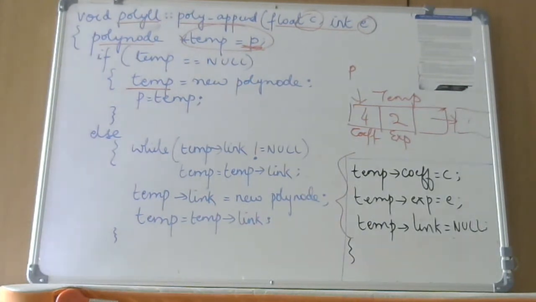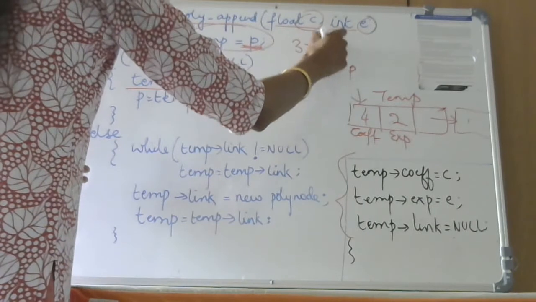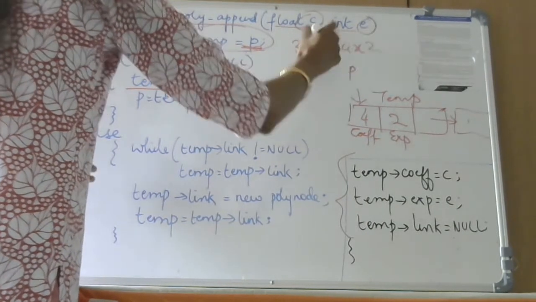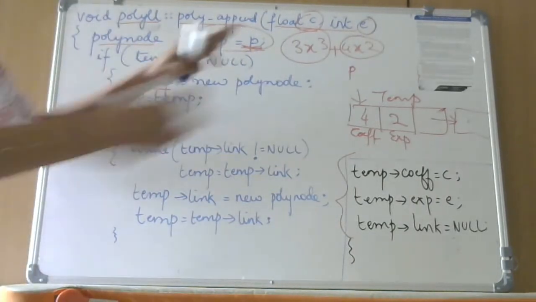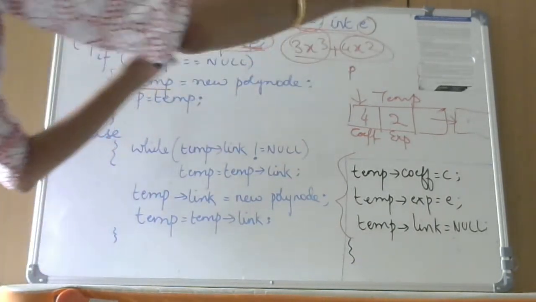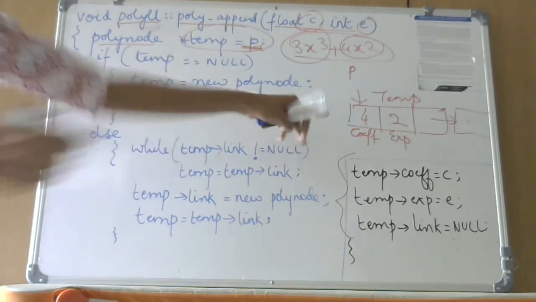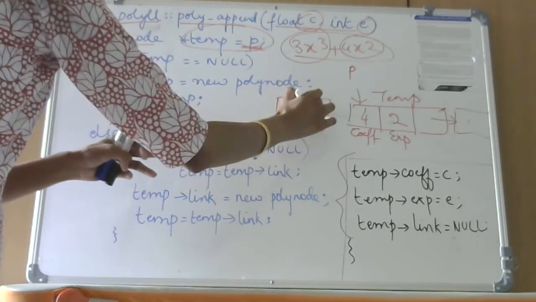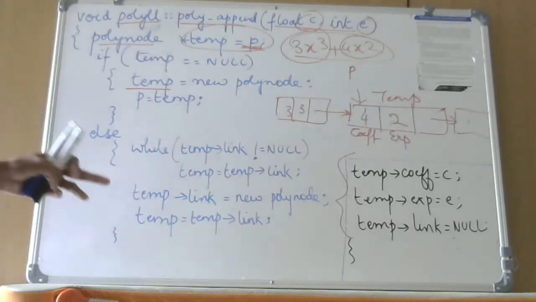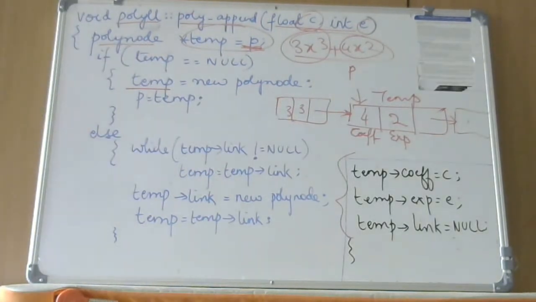Suppose I say 3x cube plus 4x square, then this term is one node. This term is one node and we are appending them, making this entire thing a linked list. So for 3x cube, it will come here like this: 3, exponent is 3, and your link will go to the next node. So the entire polynomial we are trying to represent as nodes. Next let us see how we can display the polynomial.